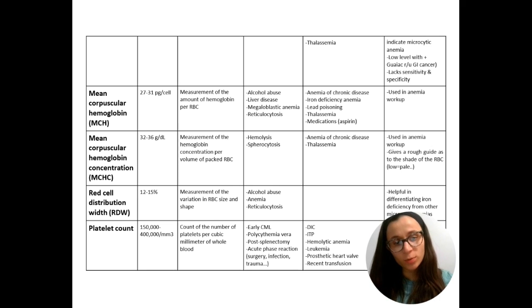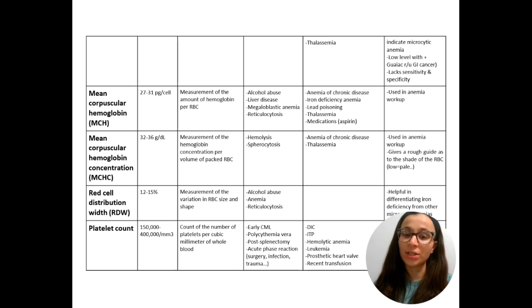Okay, next we go on to the mean corpuscular hemoglobin, that's MCH. We also have the mean corpuscular hemoglobin concentration, that's MCHC. So the MCH reference range is 27 to 31, while the MCHC reference range is 32 to 36. Now the difference between these two is that the MCH is the measurement of the amount of hemoglobin per red blood cell, as opposed to the MCHC, where the last letter stands for concentration, which is a measurement of hemoglobin concentration per volume of packed red blood cells.